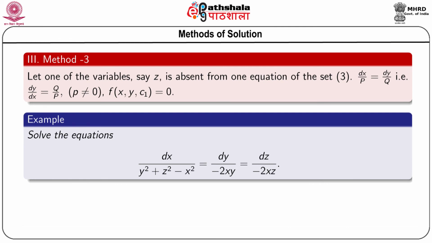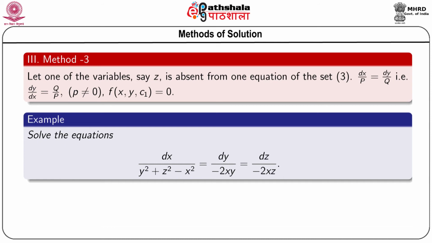Now, we are going to describe method 3, which is the simplest. In this case we are assuming that one of the variables, say z, is absent from one equation of the set. That means in the equation dx by p equals dy by q equals dz by r, z is absent from one equation. So, dy by dx is q by p, but there is no z, so we can solve it. This is a first order differential equation, so we can solve it easily, and let the solution be f(x, y, c1) equals 0. Now, from this expression, eliminating x or writing y as a function of x and substituting that in the original equation, we can get the other integral.